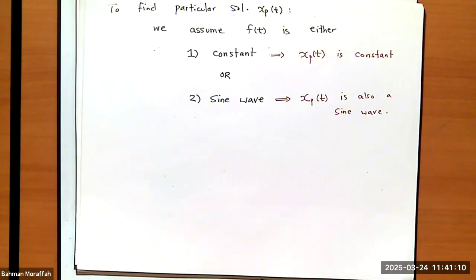How about the complementary solution, though? That is the important one here. To find a complementary solution, we have to solve the homogeneous differential equation, which basically means we have to zero out f of t, right? So let's just see how we can actually solve that.